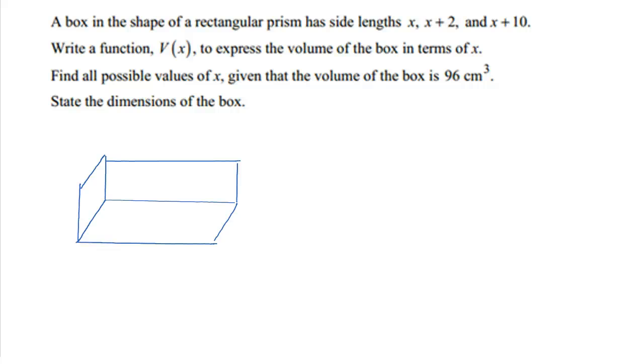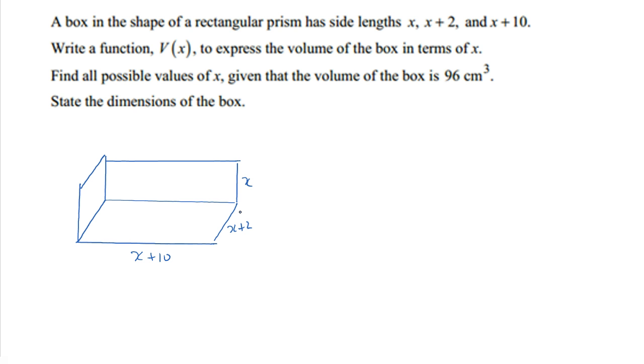Okay, I've even added a little rectangular prism. So a box in the shape of a rectangular prism, oh, and it looks like I've lost a bit of a dimension here, is x and x plus 2 and x plus 10. So maybe I'll make this the longest side x plus 10, and then maybe this side will be x plus 2, and then this side will be x. So those are the different dimensions. This doesn't look very three-dimensional to me, but at least it's something drawn.